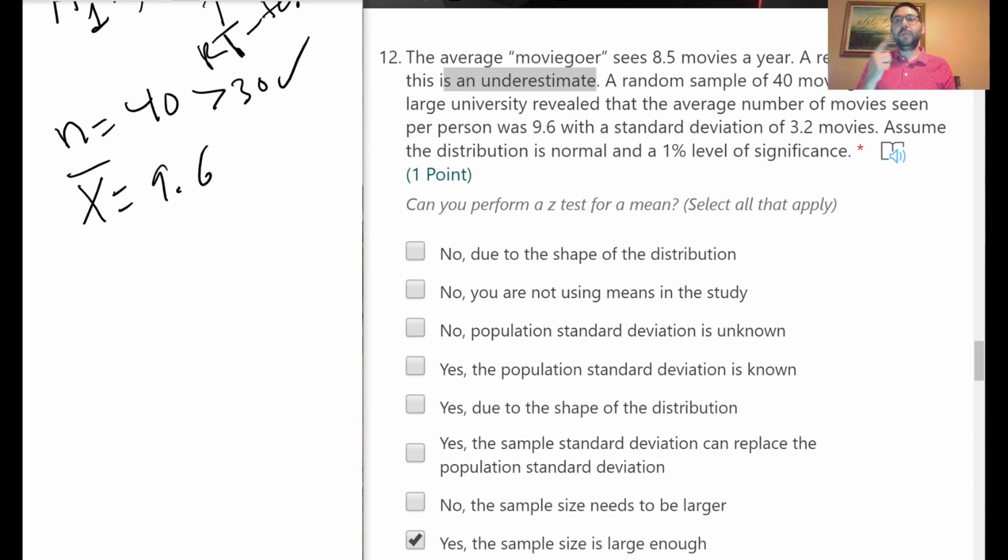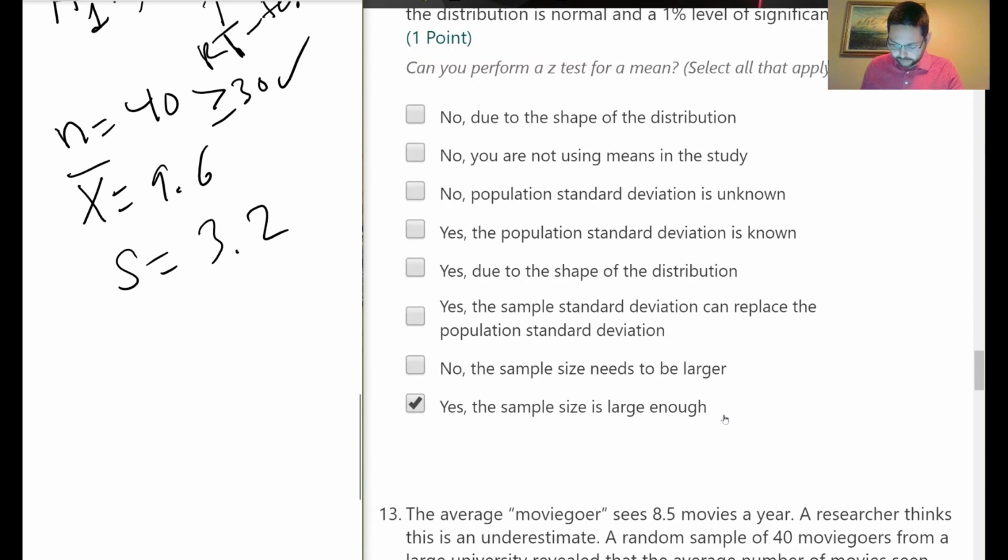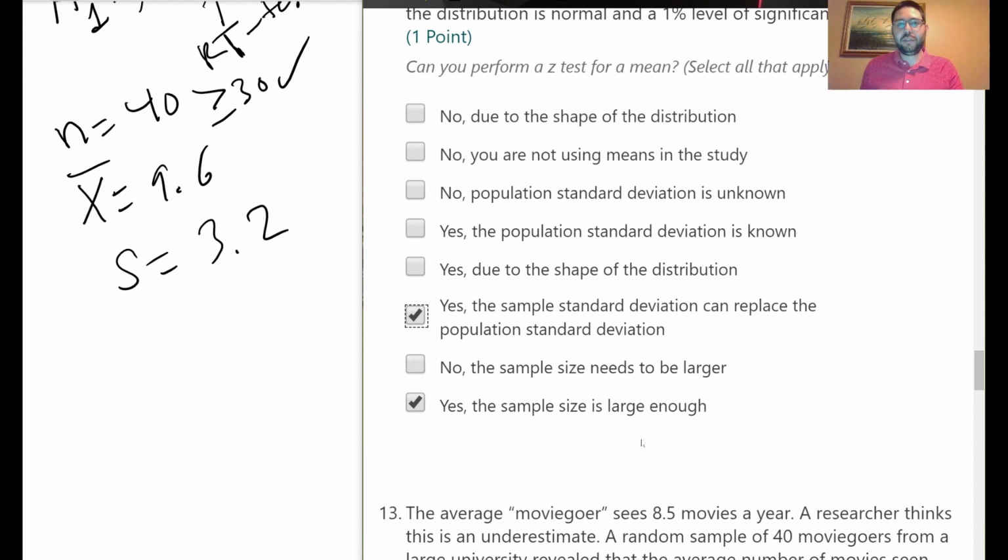Now that standard deviation is from the sample, which means it's the sample standard deviation. So you got to use S, not sigma. Now, can we replace S with sigma? The answer is yes, because our sample size is greater than or equal to 30. If it's not greater than or equal to 30, you won't be able to replace it, unfortunately, and you won't be able to do the z-test, all right? So therefore, we said yes, the sample size is large enough, but also yes, the sample standard deviation can replace the population standard deviation. Okay, so those are my two answer choices that I'm looking at.